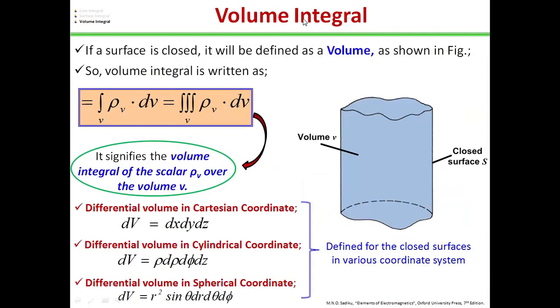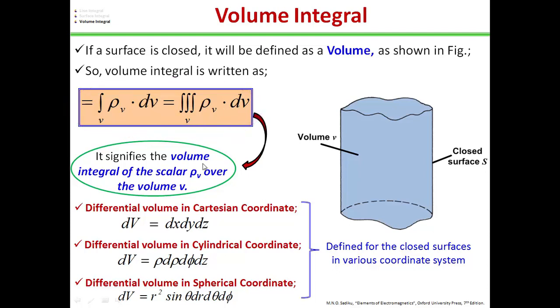Volume integral. Let's take any physical quantity like charge or mass of an object distributed in the volume. That is, we take the volume integral as the surface is closed. Here you can see this surface is closed and it makes the volume, and within this volume the charge rho v is distributed. So the volume integral of rho v is calculated by rho v dv over the volume, and the same can also be represented as the triple integral over volume v of rho v dv.